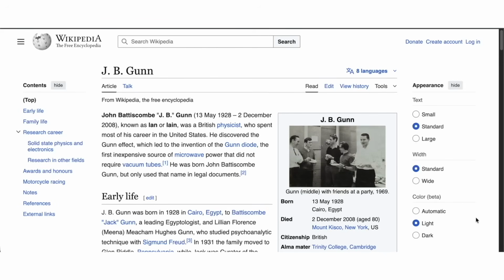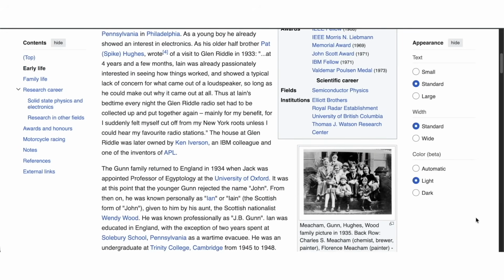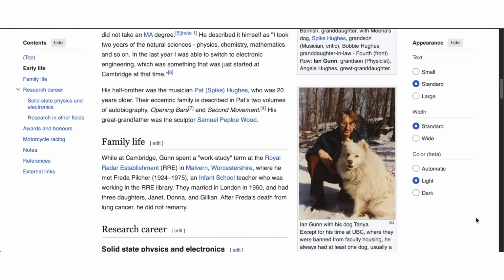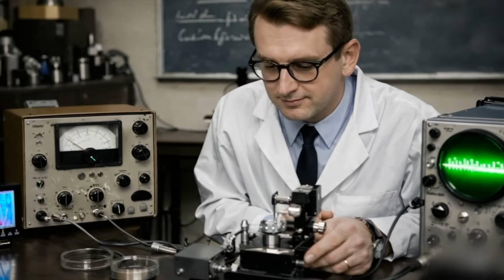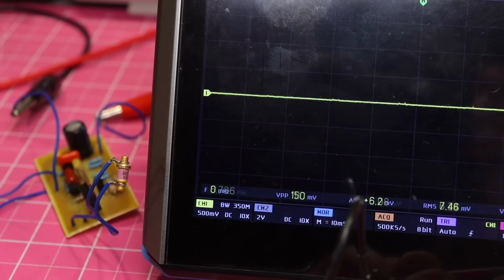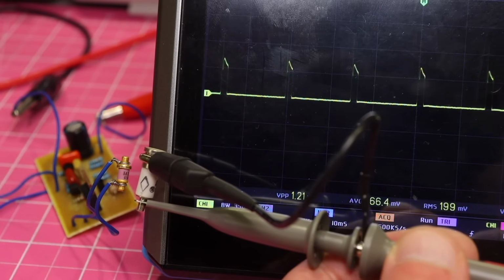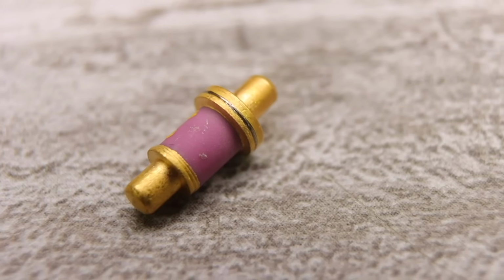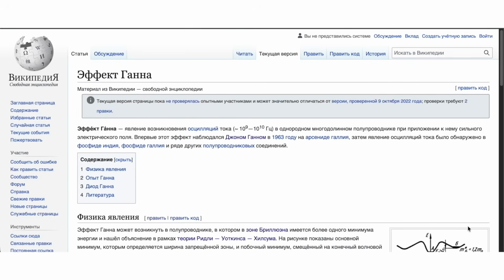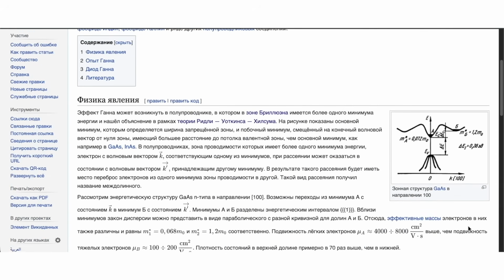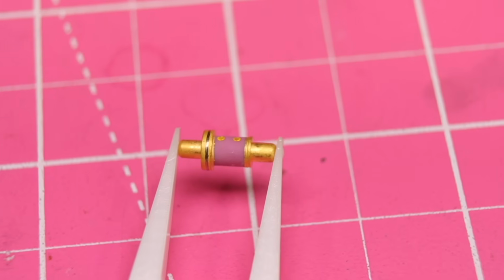In 1962, American physicist of British origin, John Gunn, who was working at the time at IBM, conducted experiments with a homogeneous gallium arsenide crystal and discovered an interesting effect: the emergence of microwave oscillations. Later, this very effect became the basis for a diode that would eventually bear the discoverer's name. Later, the Gunn effect was also found in indium phosphide crystals, gallium phosphide, and other semiconductors.